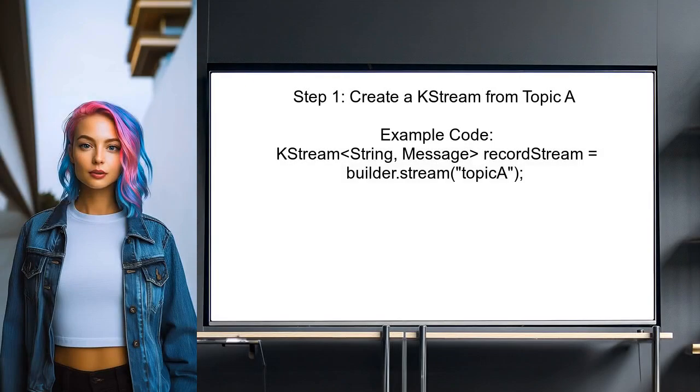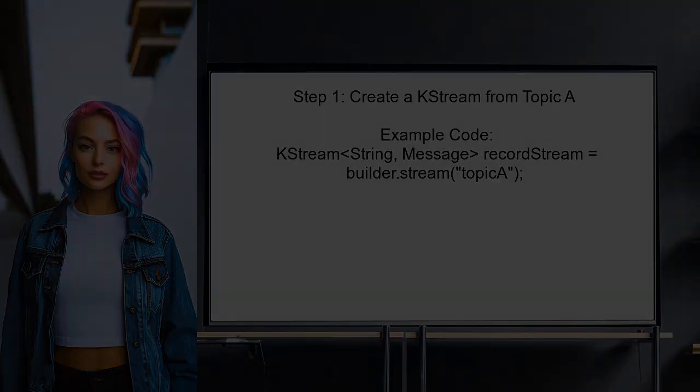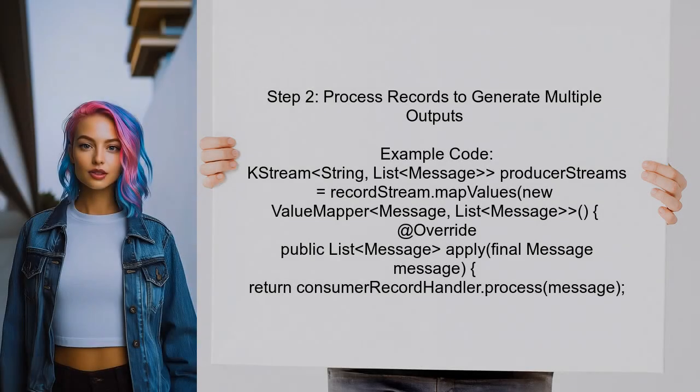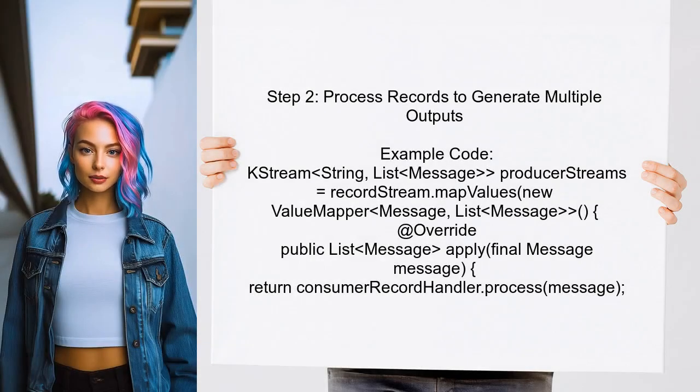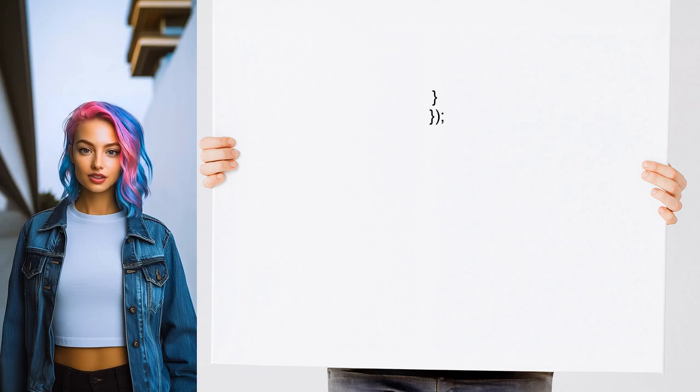To achieve the desired functionality in Kafka Streams, the user should start by reading records from topic A. This can be done using the KStream API to create a stream from the topic. Next, the user needs to process each record to generate multiple records. This is done by mapping the values of the stream using a value mapper. The user should implement the logic to handle the incoming message and return a list of messages.